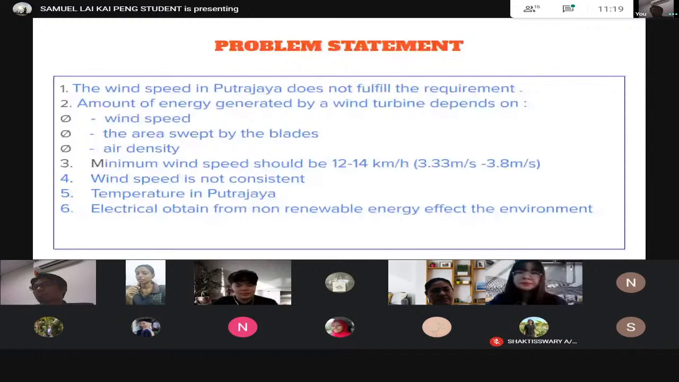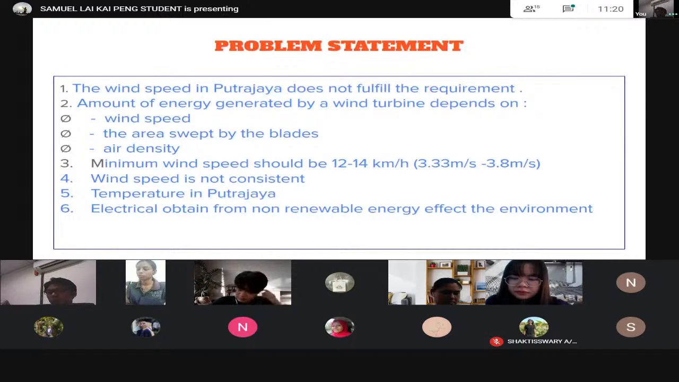And temperature in Putrajaya also plays an important role for the production of electricity, because when the temperature is high, the air pressure and air density will be very low. Actually, there's a range for air density for the electricity production. The temperature should be within 20 degrees Celsius to 50 degrees Celsius for the wind turbine to work regularly.